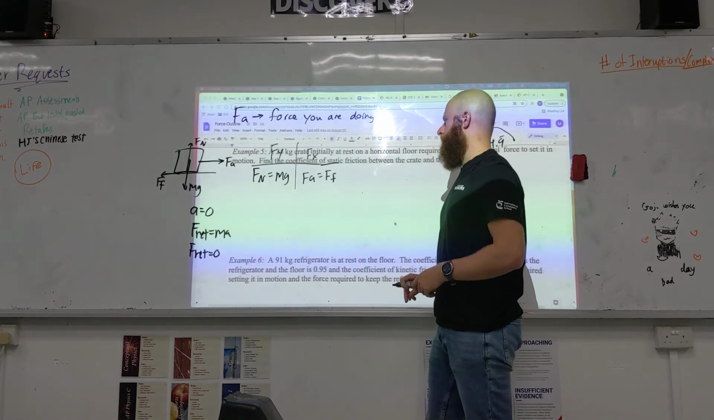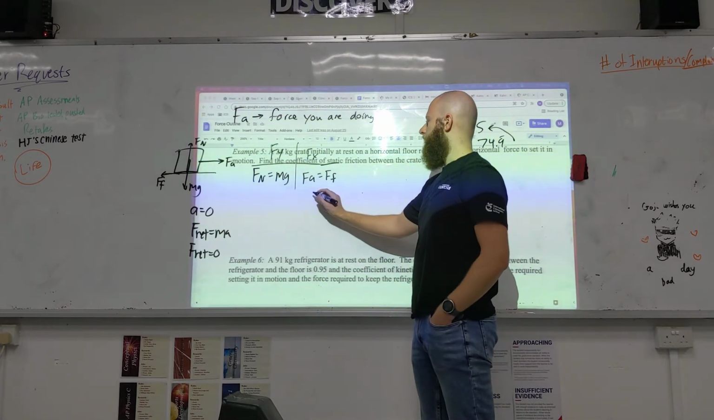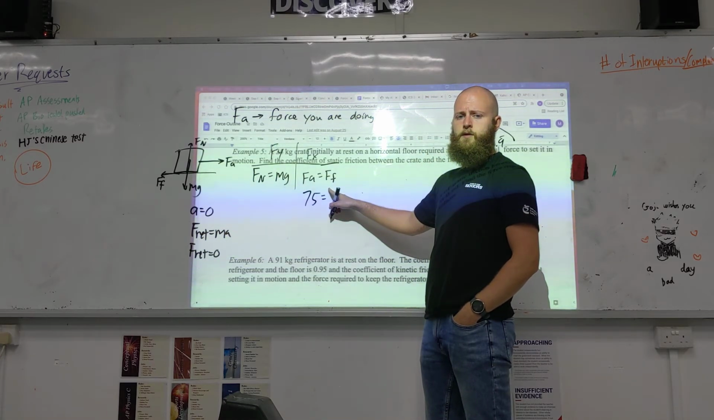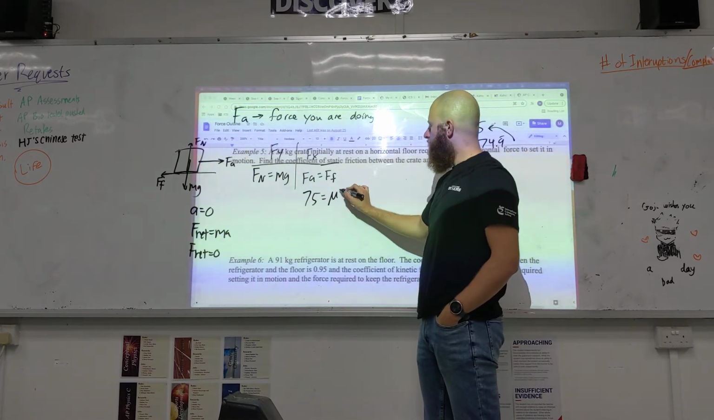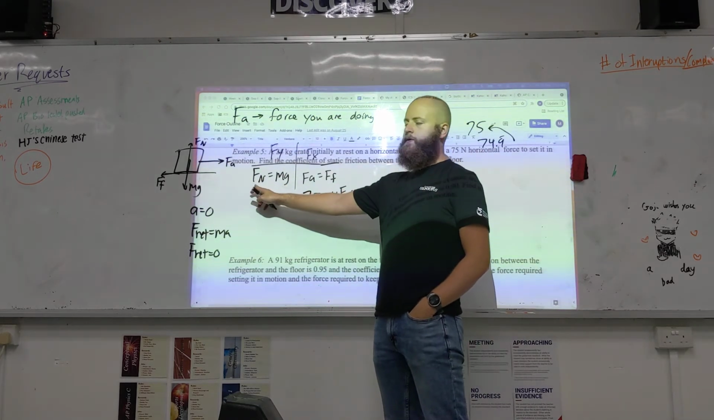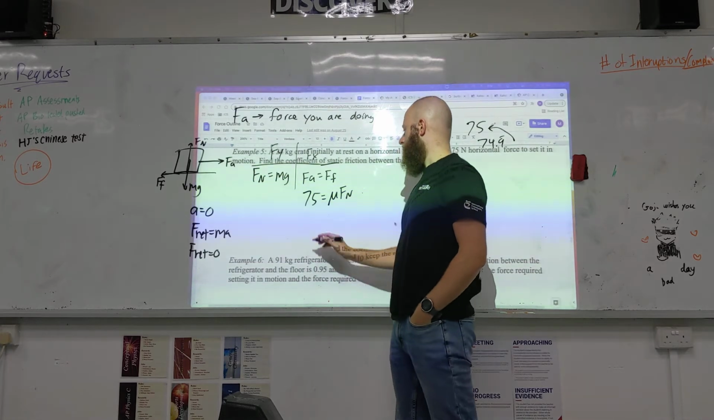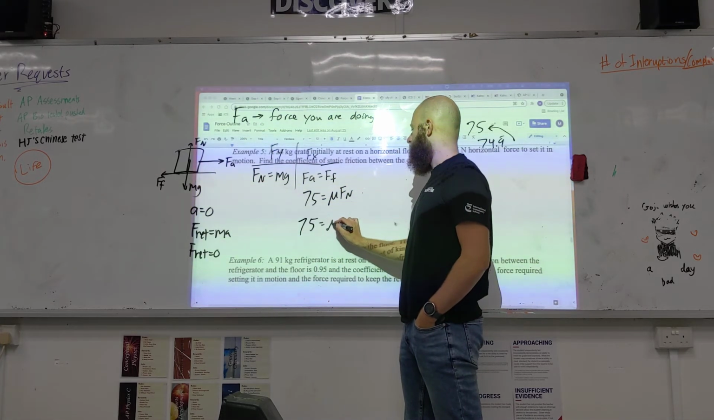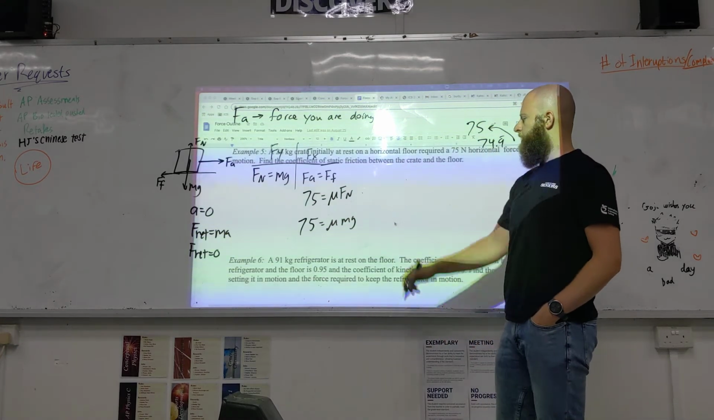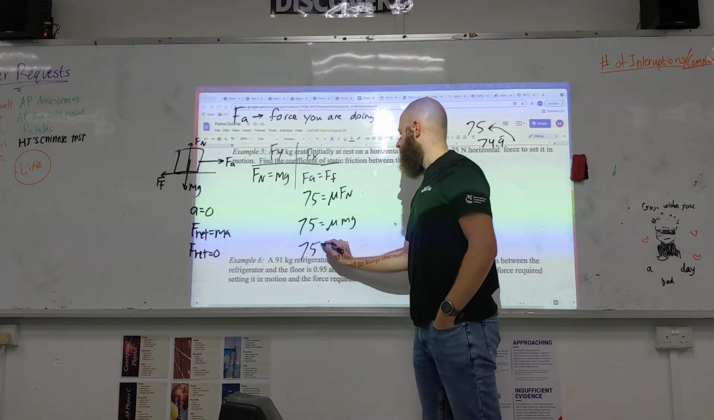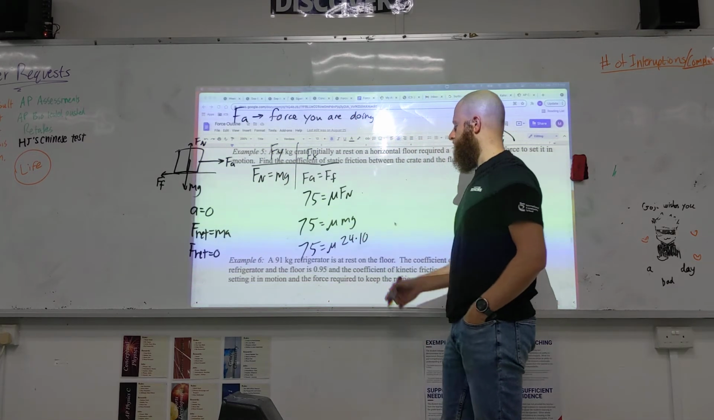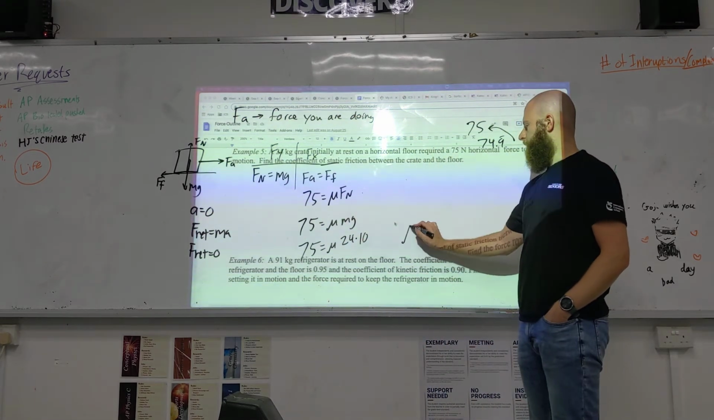Let's start using these. I know Fa is 75. What's my formula for Ff? That's right, mu Fn. And Fn is equal to what? mg. So now I have 75 equals mu mg. My mass is 24, so I have 75 equals mu times 24 times, I'm just going to say 10. And then you solve for mu.